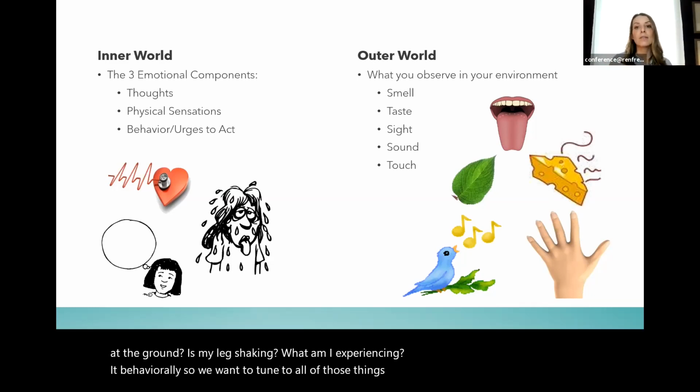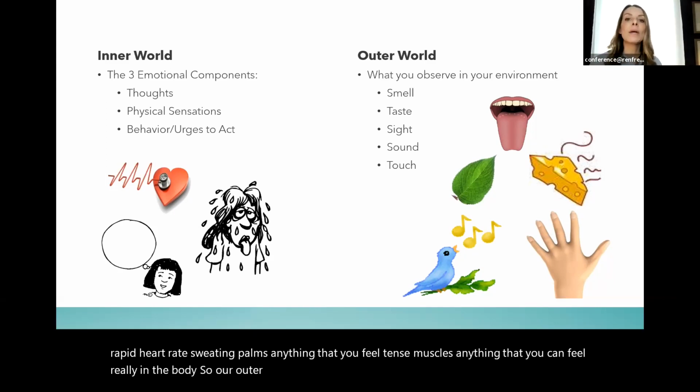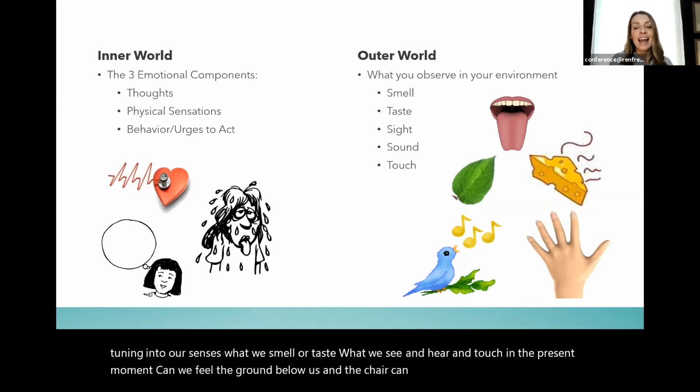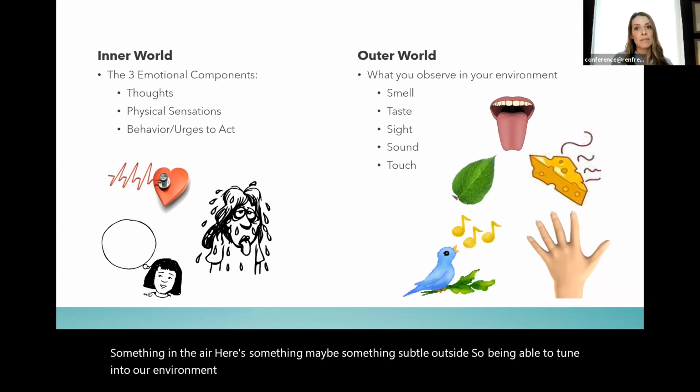Physical sensations can range from a rapid heart rate, sweaty palms, tense muscles, anything that you can feel really in the body. So our outer world is what we will also observe mindfully, which includes tuning into our senses, what we smell or taste, what we see and hear and touch in the present moment. Can we feel the ground below us and the chair? Can we smell something in the air or hear something, maybe something subtle outside? So being able to tune into our environment, but also at the same time, tuning into our inner world, into those three components. That is really what mindfulness is about.